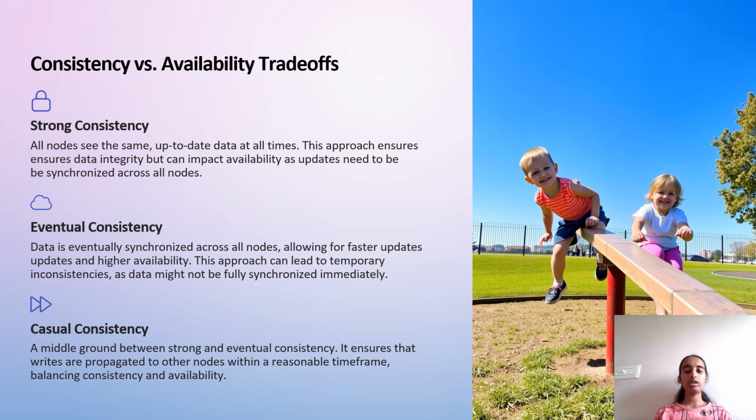Then comes the eventual consistency. Data is eventually synchronized across all nodes, allowing for faster updates and higher availability. This approach can lead to temporary inconsistencies as data might not be fully synchronized immediately. Then comes the causal consistency, a middle ground between strong and eventual consistency. It ensures that writes are propagated to other nodes within a reasonable time frame, balancing consistency and availability.